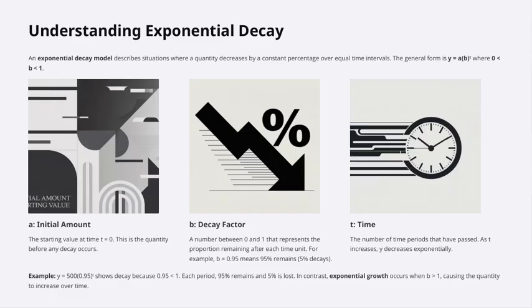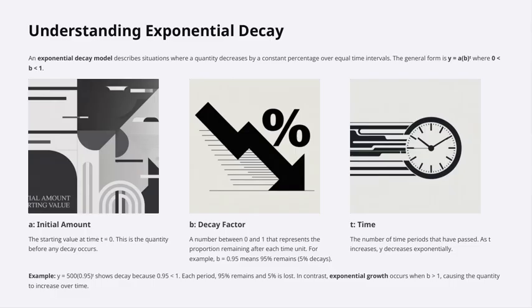As t increases, because b is less than 1, the overall y decreases exponentially. This means the quantity shrinks faster at the start and then levels off as it approaches 0, but never quite reaching it. To illustrate, consider the example y equals 500 times 0.95 to the t power. Since 0.95 is less than 1, this clearly shows decay. Each period, 95% of the previous amount remains, and 5% is lost.